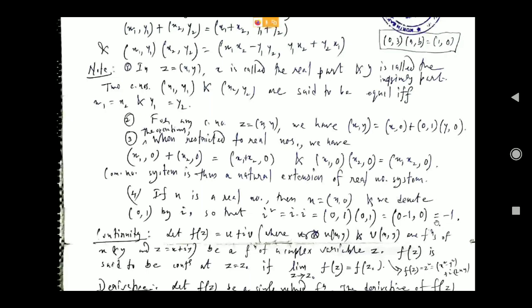What I was telling earlier, that i equals square root of minus 1, you cannot explain it from the knowledge of the real number system. It is only because of this definition of complex multiplication. Right?